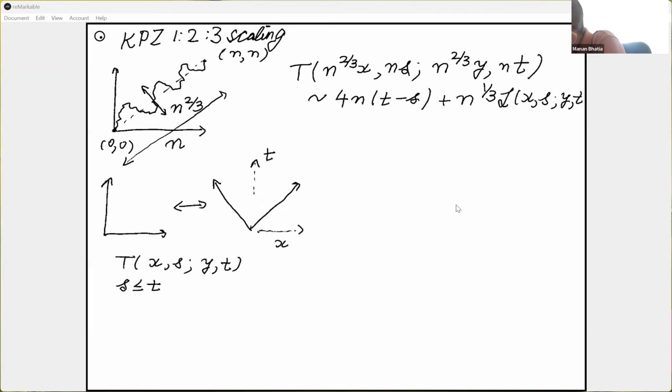I'm not writing a proper statement, but a proper statement is something like this: for each n you have this LPP model, and you can couple all these models in a certain way such that as n goes to infinity, this passage time, after removing the 4n times (t minus s) term and dividing by n^(1/3), converges in the locally uniform topology to a random four-parameter function, which is called the directed landscape. Simultaneously over any compact set, uniformly on that. Okay, so this is the directed landscape.